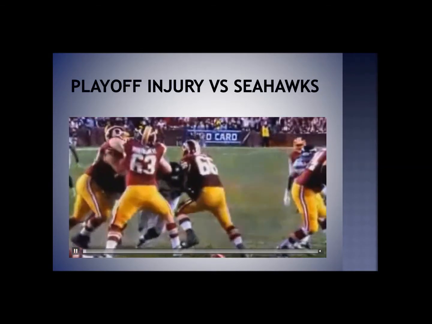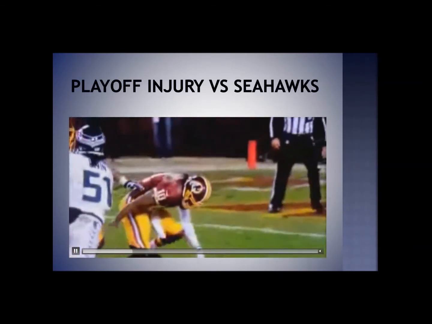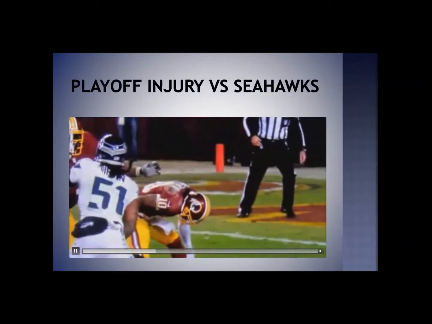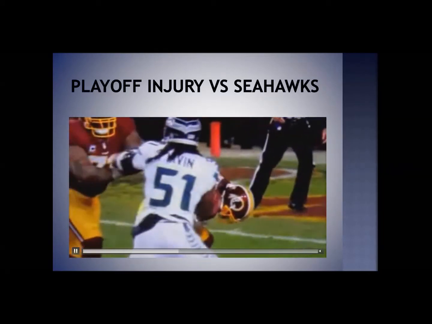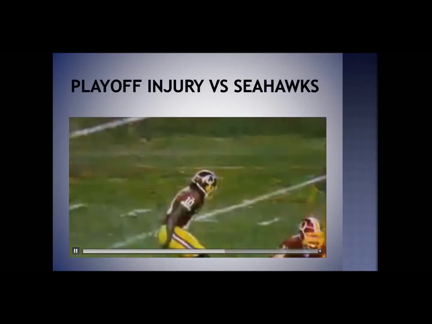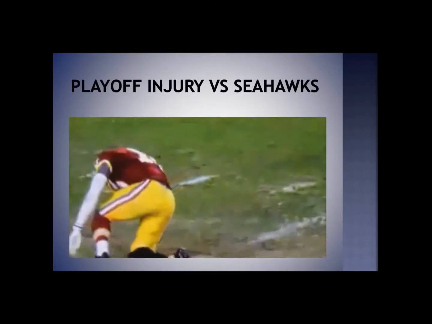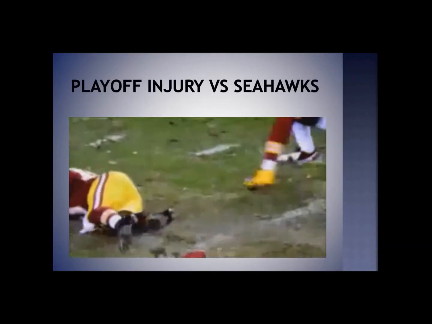And this is the playoff injury versus the Seahawks, when RG3 misses a bad snap and bad field conditions lead to his tearing of the LCL and ACL. His injury is so bad he doesn't even try to recover the ball, so it must be a pretty bad injury. So just another angle, as you can see. Snaps his ACL, LCL.